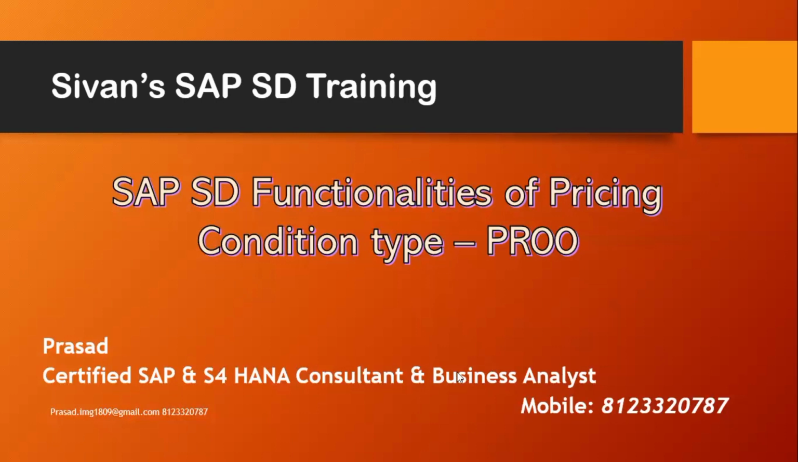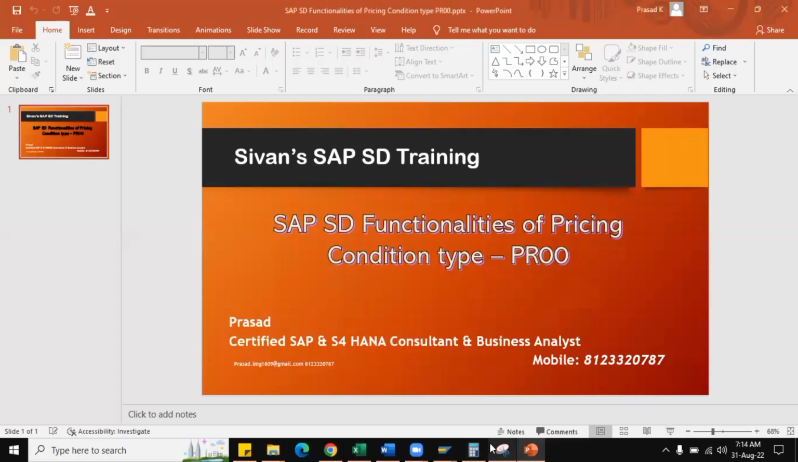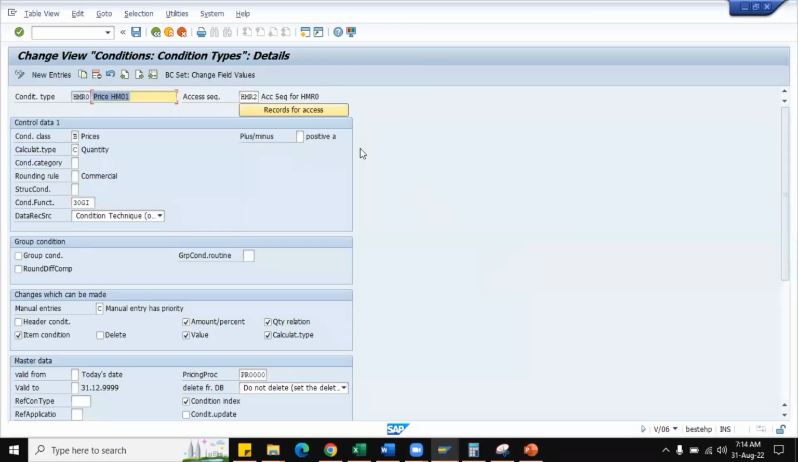So let me go to SAP now. This is how we have already defined the condition type HMR0 by copying the standard pricing condition type PR00. And we have defined our own access sequence and then assigned that particular access sequence to this condition type. Before we assigned this access sequence, we defined a few condition tables, whatever the required condition tables, and then we have placed them in this particular access sequence from most specific to most generic.